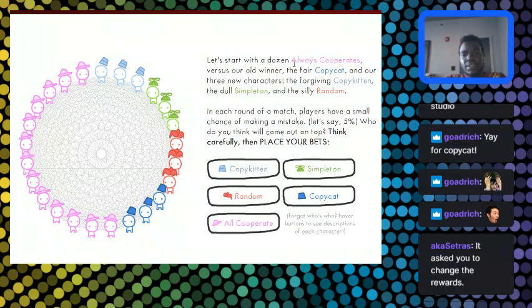Start with a dozen always cooperates versus our old winner, the copycat, and our three new characters: the forgiving copykitten, the darn simpleton, and the random. In each round of a match, players have a small chance of making a mistake. Let's say 5%. Who do you think will come out on top?